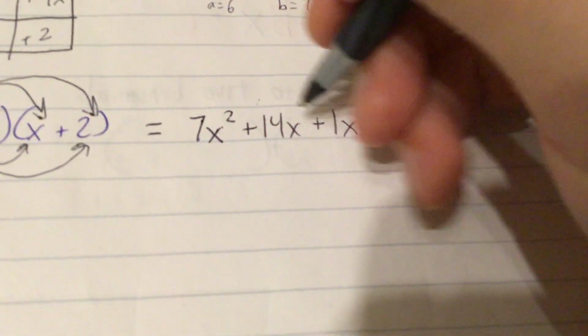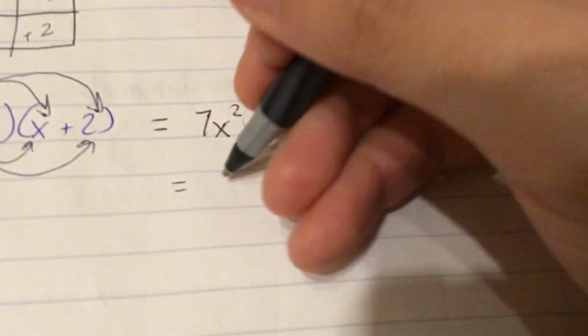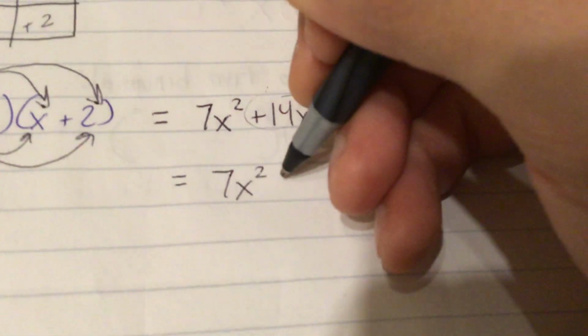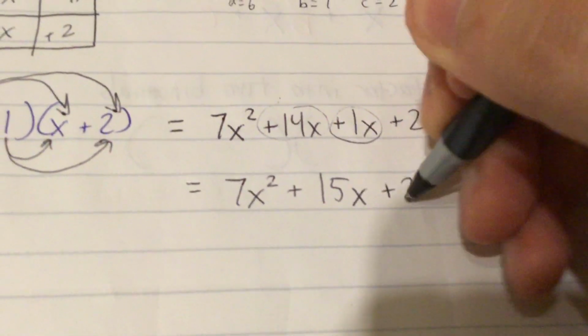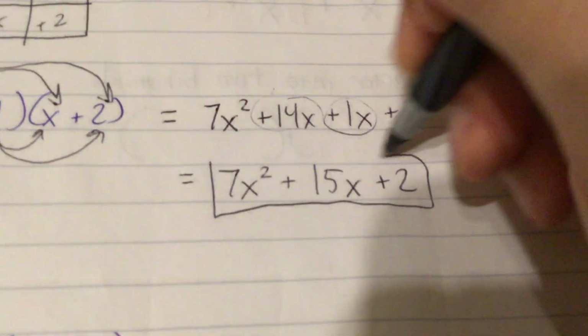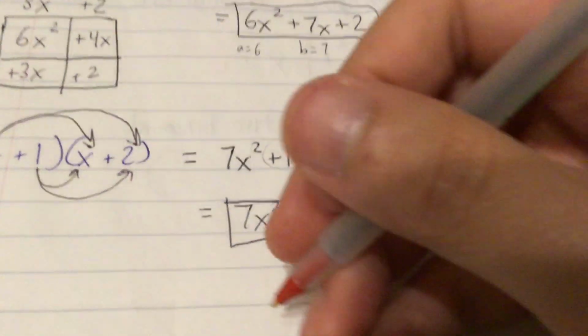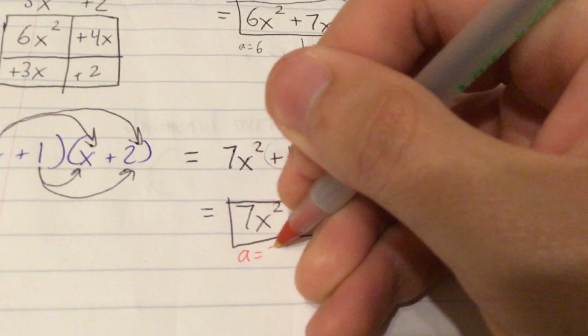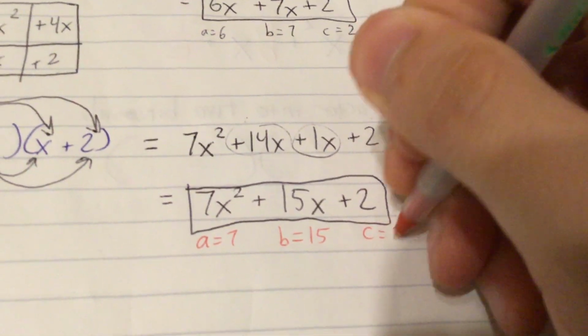Okay, I'm going to combine the like terms in the middle. And that gets me 7x squared plus 15x plus 2. And that's what we wanted. So just a review. Remember, in this case, the A is 7, the B is 15, and the C is 2.